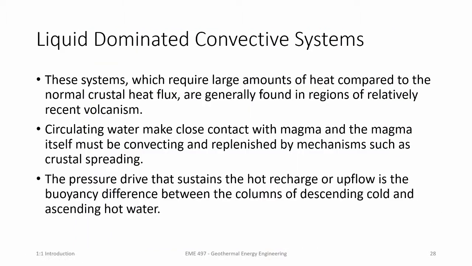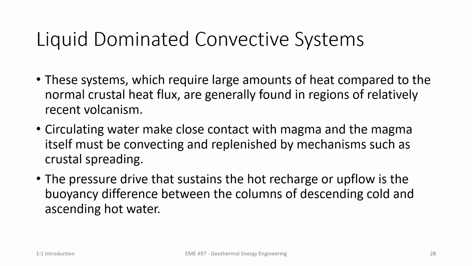So liquid-dominated convective systems. These are systems that require a large amount of heat compared to the normal temperature gradient, and they're found in regions of recent volcanism. So usually on plate boundaries and areas with a lot of geothermal activity.